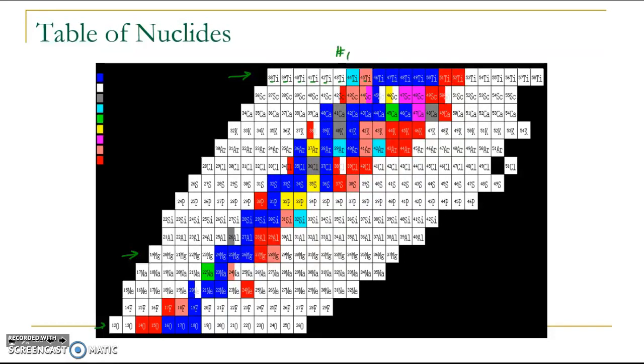So the number of protons, titanium has the same number. Titanium has 22 protons, but you'll notice that the number of neutrons is changing. So these are all isotopes. We call it a table of nuclides because we're focusing specifically on the nucleus, but they are isotopes.